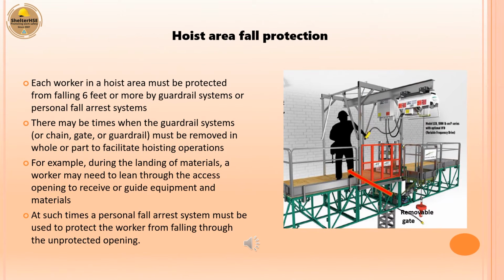Each worker in a hoist area must be protected from falling 6 feet or more by guardrail systems or personal fall arrest systems. There may be times when the guardrail systems, or chain, gate, or guardrail, must be removed in whole or part to facilitate hoisting operations. For example, during the landing of materials, a worker may need to lean through the access opening to receive or guide equipment and materials. At such times, a personal fall arrest system must be used to protect the worker from falling through the unprotected opening.